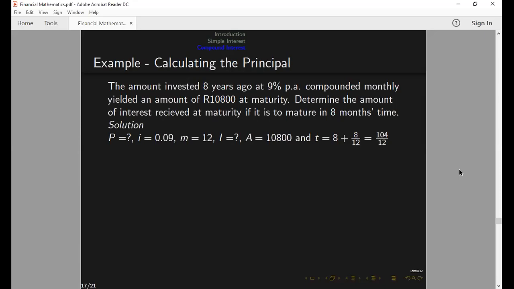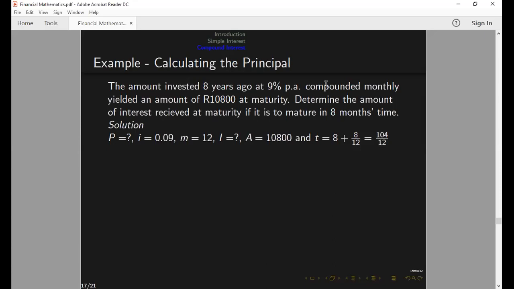Why is P unknown? We will discuss that. M is 12. Why is M 12? Because we're told it is compounded monthly. And how many months in a year? 12. So M becomes 12, meaning it will be added 12 times. And then we have I, which is 0.09, because we're told it's 9% per annum. We've got A, which is 10,800. And then we've got T.